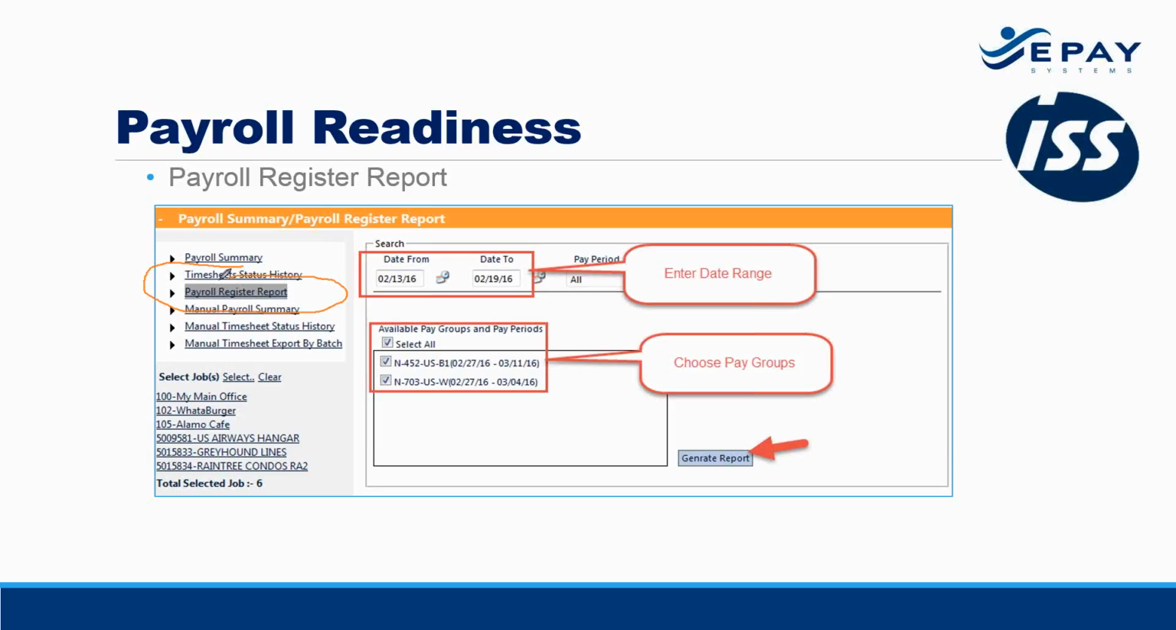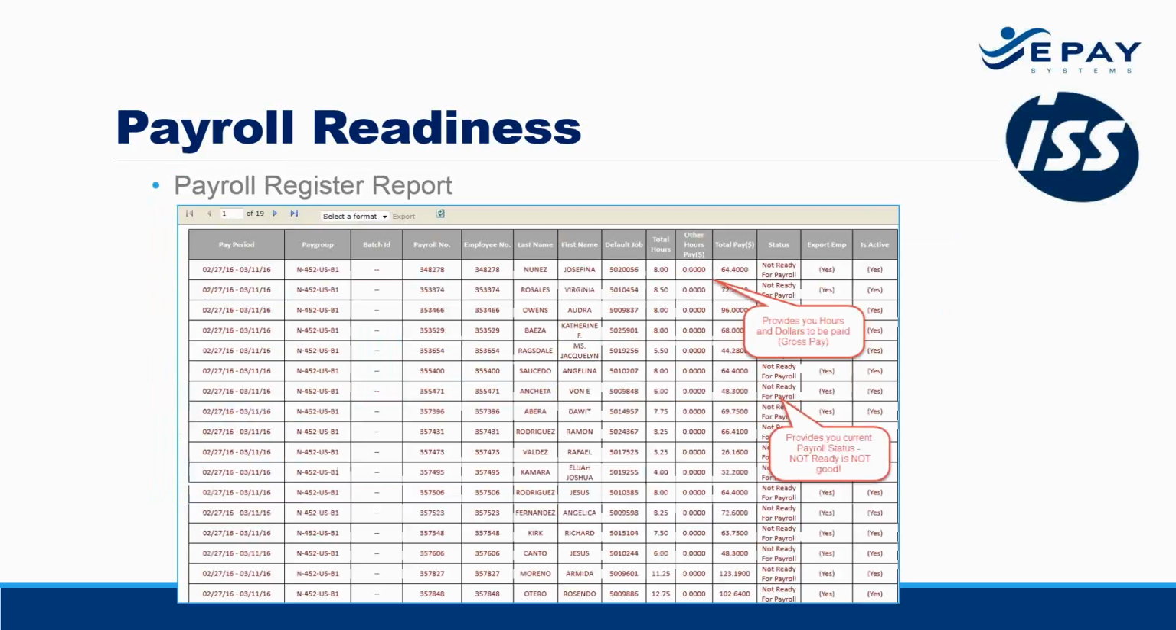But the key thing here is once you select those pay groups, you click on Generate Report at the very bottom there. And when you do that, the system is actually going to pull up a nice little report for you. And that report looks very similar to this. It shows you the pay period, shows you the pay group, shows you the payroll number, employee number, etc.